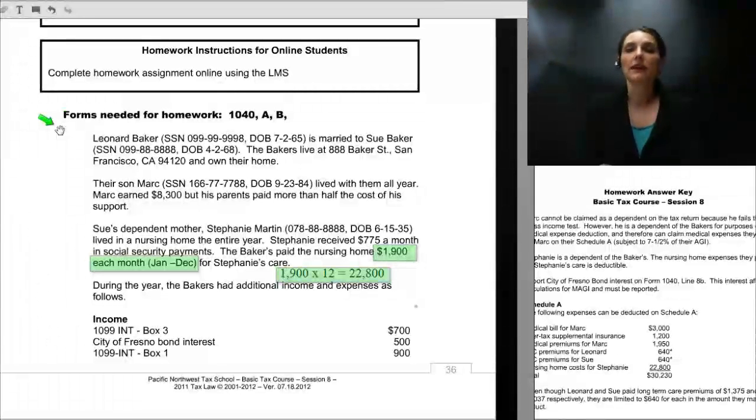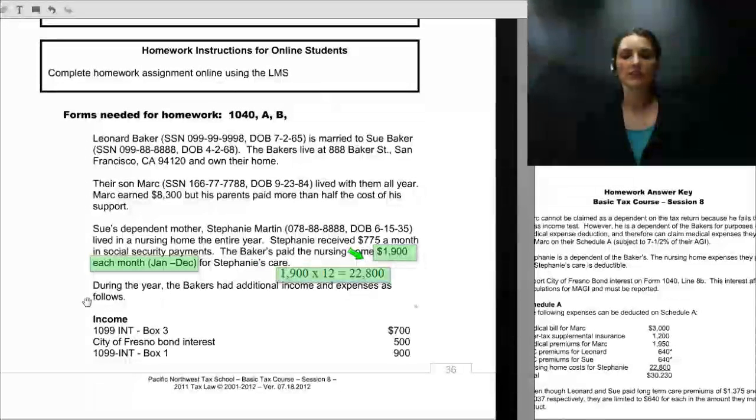However, when we look at medical expenses paid for a person who could have been your dependent except they fail the gross income test, Mark's expenses are going to be qualifying expenses for them. Then we have Sue's dependent mother who is in a nursing home. They paid all of the cost associated with that nursing home care, and that was $1,900 per month. Her Social Security income is not paying more than half of her support. They're able to claim her as a dependent. And we have $1,900 per month of medical expense that they paid for Sue's dependent mother. Times 12 months, that's $22,800.